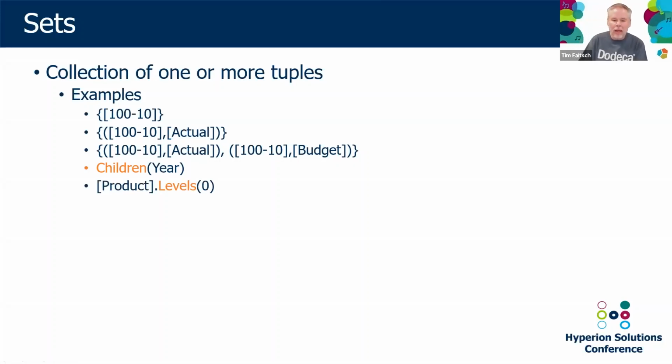There's another way of using functions in MDX. So you'll see this sometimes where we use the dot notation to use a function. So this is just putting the levels function for level 0 on that product member. Hey, give me back all the level 0 members under product. Okay.